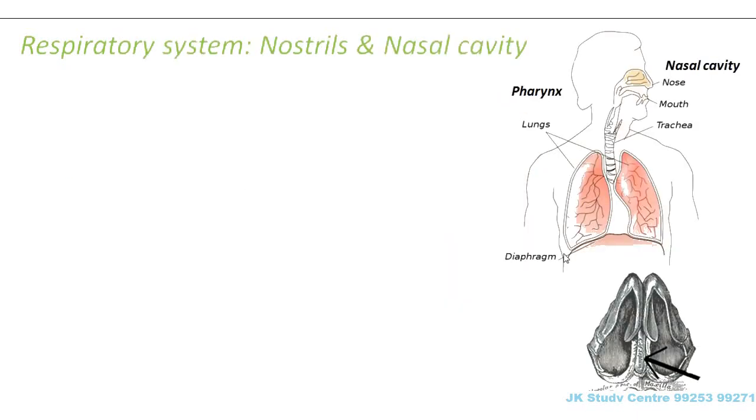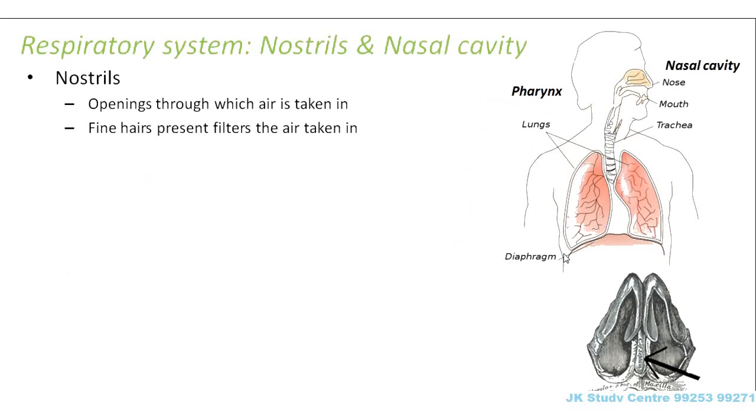Let us start with the nostrils and the nasal cavity. Nostrils: openings through which air is taken in. In our nose we have two openings through which the air is taken inside. Fine hairs are present which filter the air taken in. Inside our nostrils we have very small hairs. When the air is taken in, if there are any dust particles in that air, those hairs will prevent the dust particles from getting inside and will block them. That is the function of the hairs present inside the nostrils.